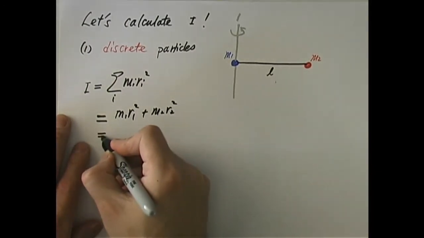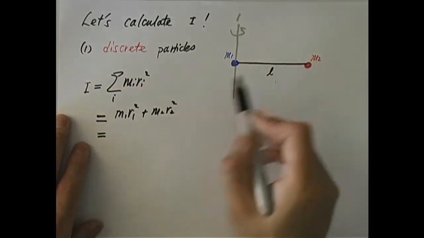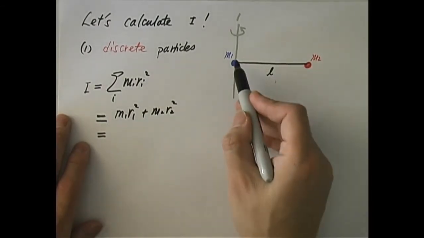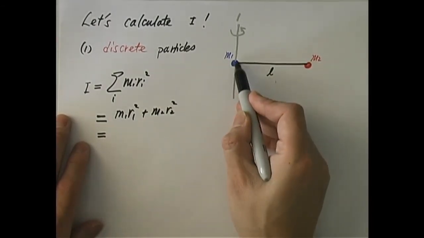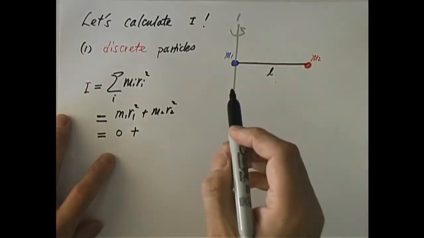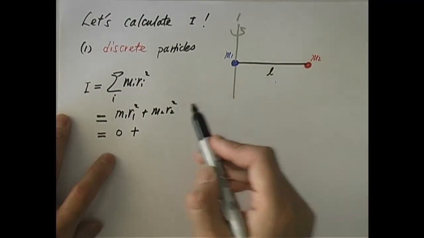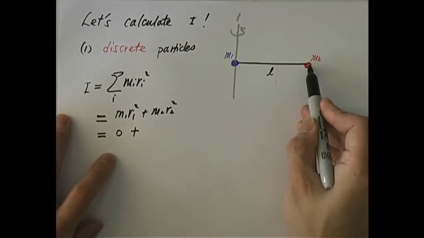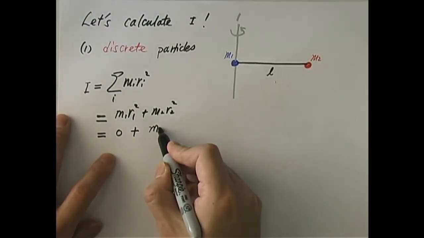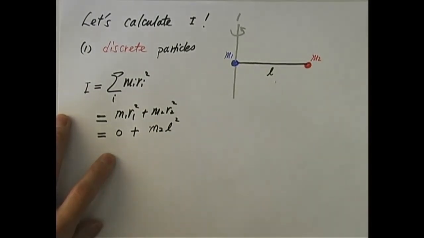What is m1 right here? What is m2 right there? What about r1? By definition, it is the distance between the point mass m1 and the axis, and that is 0, of course. The next one, m2 r2 squared. What's r2? The distance between the second point mass and the axis of rotation, which is L. So we get m2 L squared. Very simple.